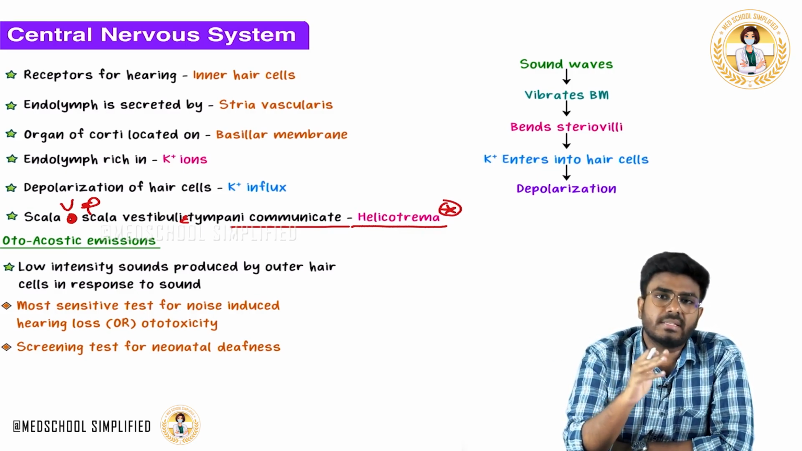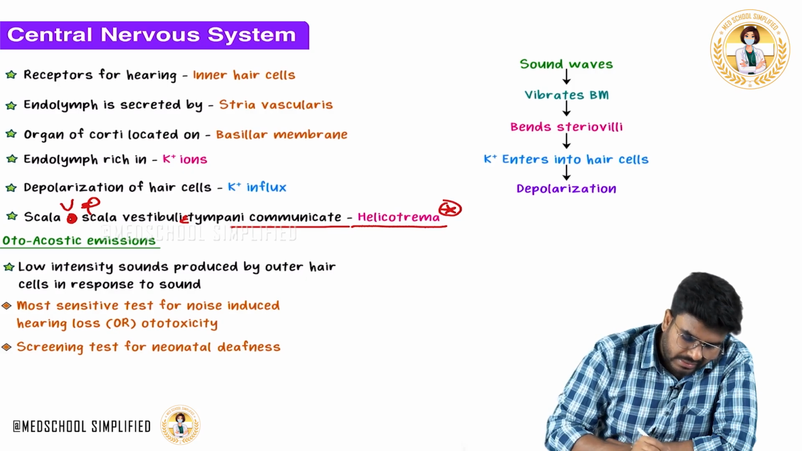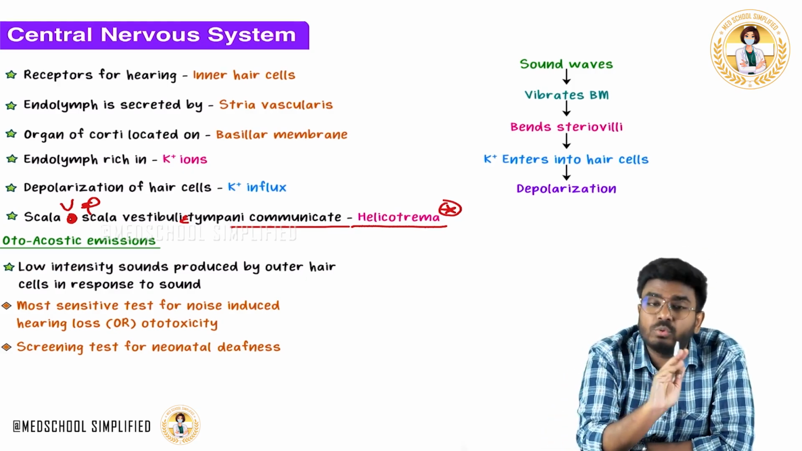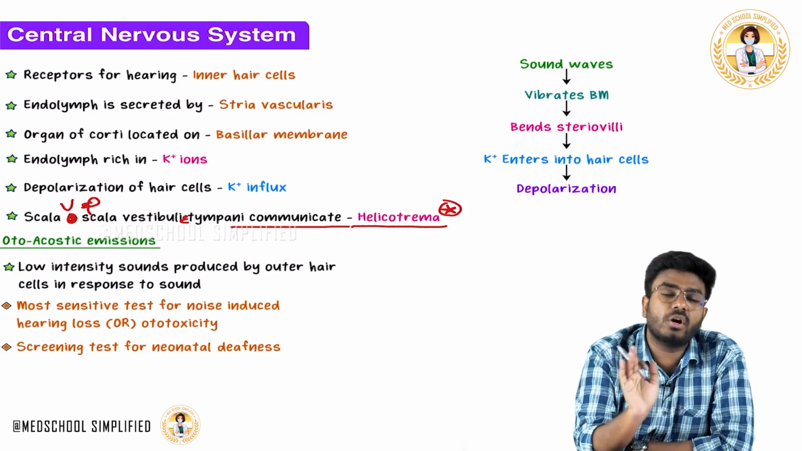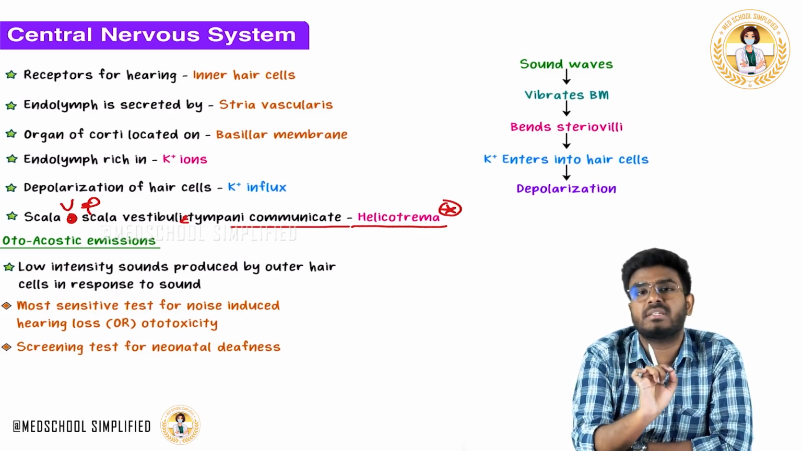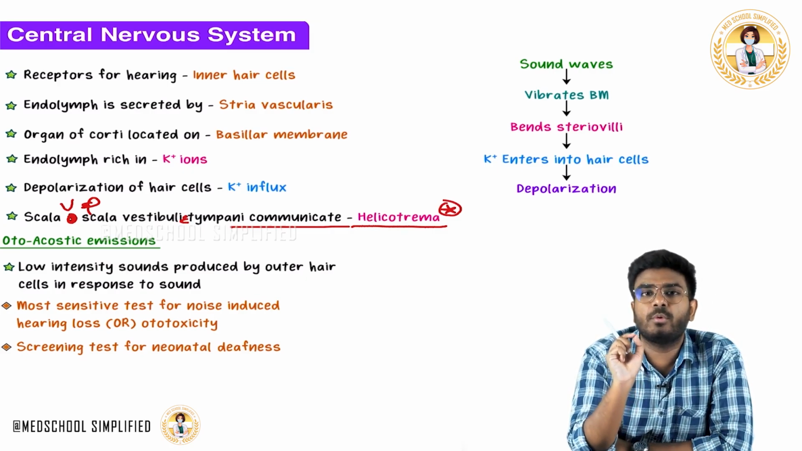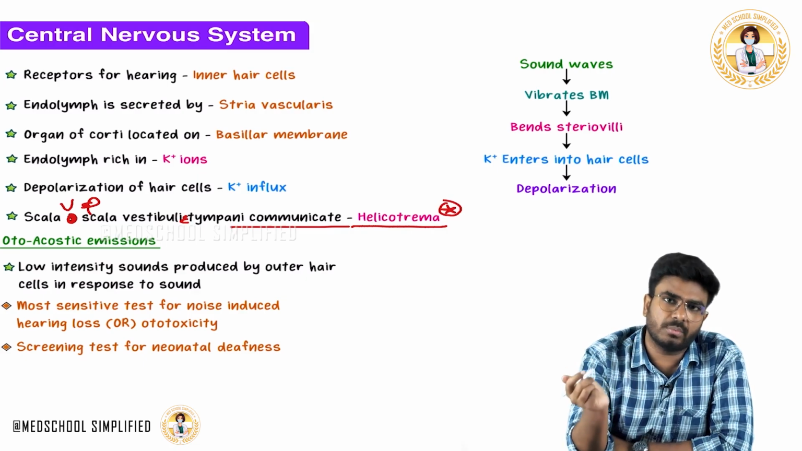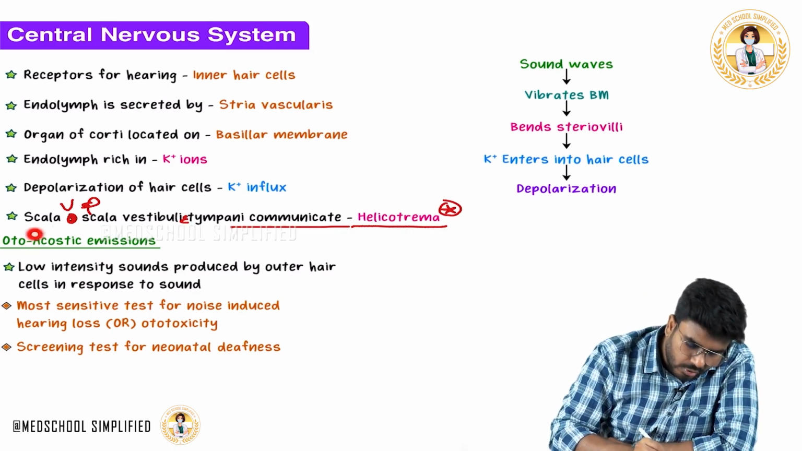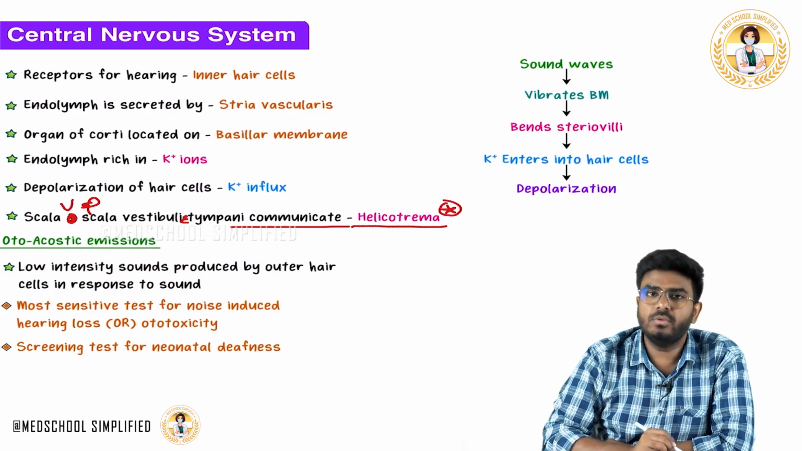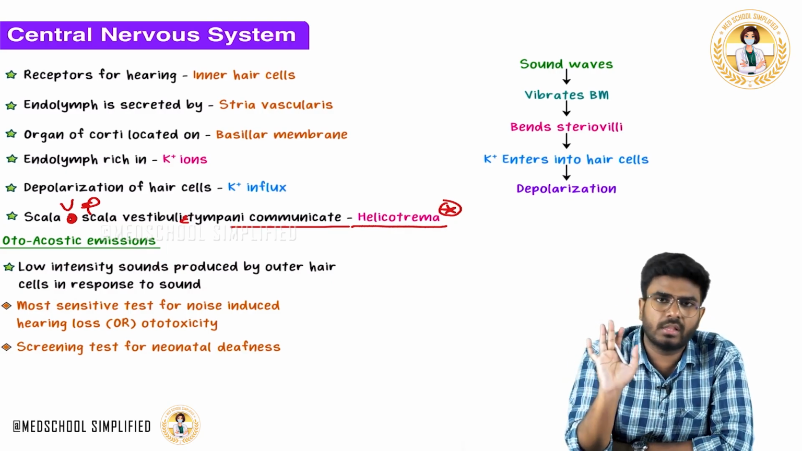Now, these outer hair cells will produce low intensity sounds. Even these outer hair cells move, and the movement of the outer hair cells produces low intensity sounds which we cannot hear. These low intensity sounds produced due to the movement of outer hair cells are called otoacoustic emissions. So otoacoustic emissions are low intensity sounds produced by the outer hair cells in response to sound. They are produced all the time.